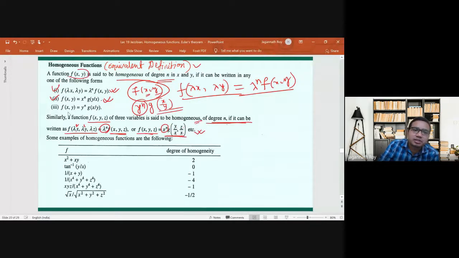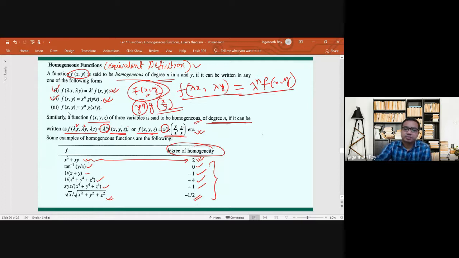Earlier it was two variables. Now we are talking about three variables. So for example, if you look at this one, this is a homogeneous equation. The degree of homogeneity is 2. For this one, it is 1. For this one, it is -1. Similarly, for this one, it is -4. For the fifth one, it is -1. And for the sixth one, it is -half. These are a couple of examples.